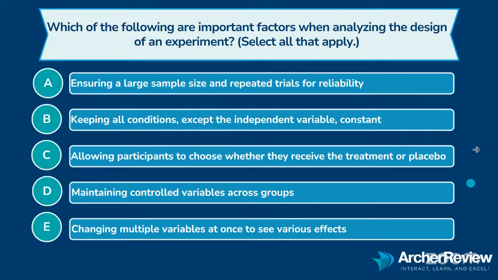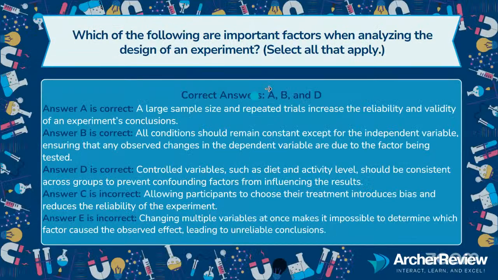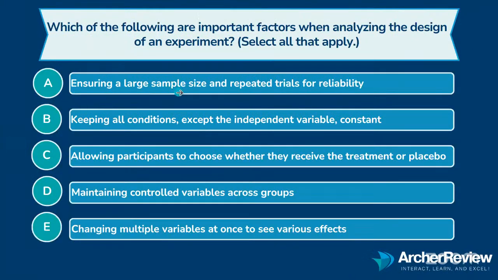All right, let's see what all of our choices were. So our correct answers were A, B, and D. So let's take a look. A, ensuring a large sample size and repeated trials for reliability. So yeah, those are two key factors of ensuring that it is a valid outcome to an experiment. So if we stick with our migraine medication example, we want to have lots of different migraine sufferers taking this medication and testing the results. And we want to have multiple experiments to see if we get the same results each time. Okay. All right, what were some of our others?